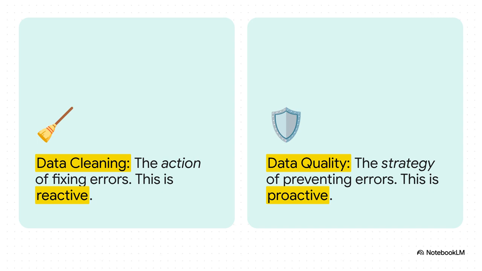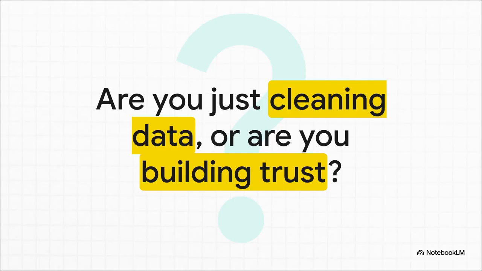True data quality is a strategy. It's about fixing the leaky pipe so the flood never happens in the first place. It's about prevention and constantly monitoring the health of the whole system. It's proactive, not just reactive. And that really leaves us with this one final question. For anyone out there working with data, you have to ask yourself, are you just cleaning up messes, or are you actually building a system people can trust? Because at the end of the day, that's what it's all about.